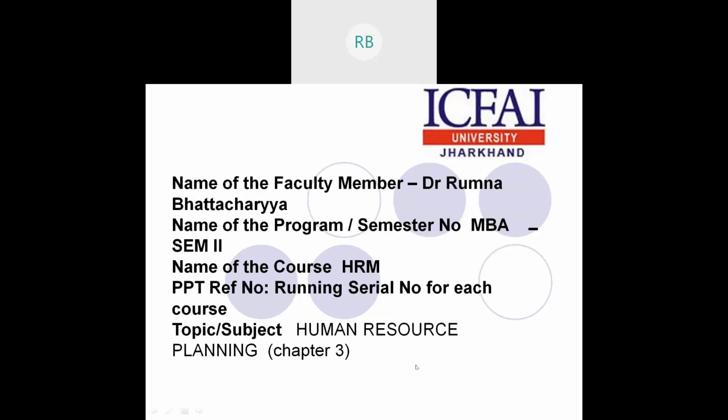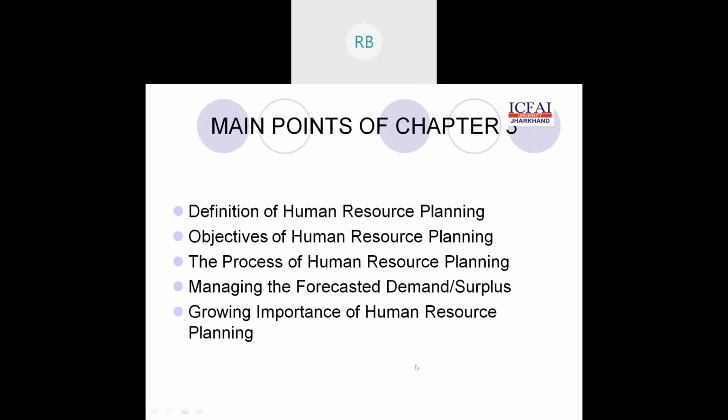Today I am shifting to the third chapter, Human Resource Planning. The objectives of this chapter are: first, the definition of human resource planning; objectives of human resource planning; the process of human resource planning; managing the forecast demand surplus; and the growing importance of human resource planning.